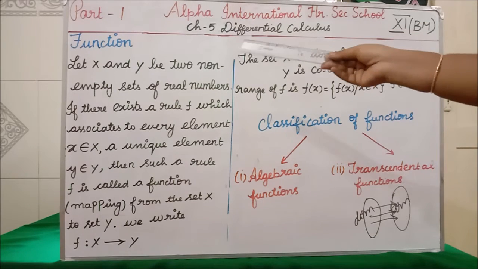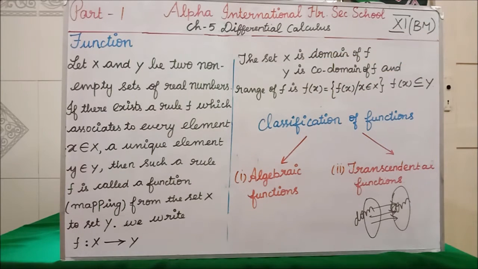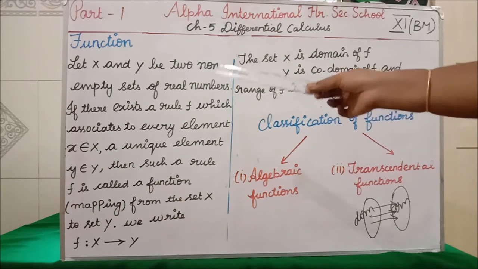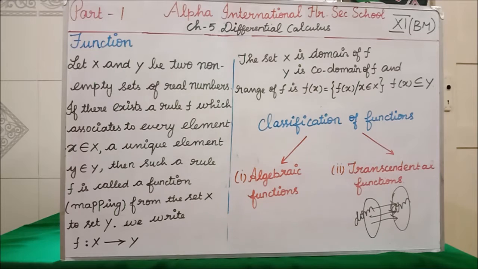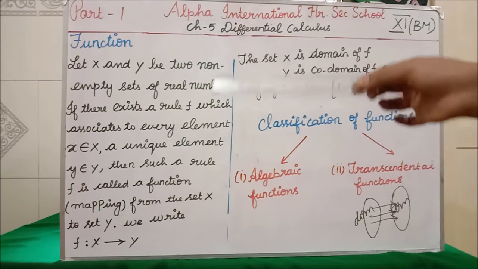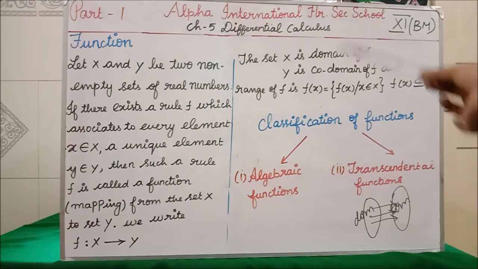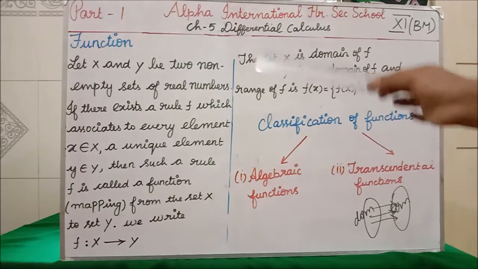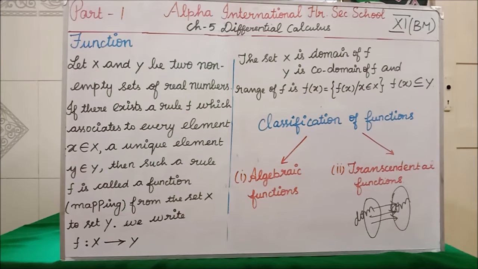Let X and Y be 2 non-empty sets of real numbers. See, non-empty sets of real numbers are given. Non-empty means it should not be empty. It has to contain some elements. X has to contain some elements like 2, 3, 4, 5. Similarly, Y has to contain some elements like 6, 8, 9, 10. If there exists a rule f which associates to every element x belongs to X a unique element y belongs to capital Y, then such a rule f is called a function.